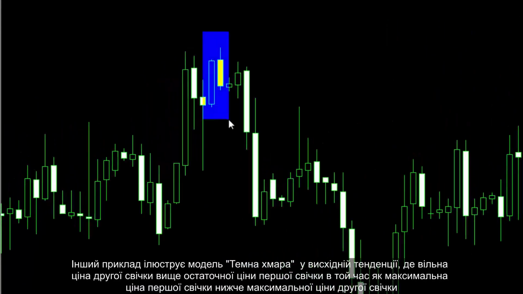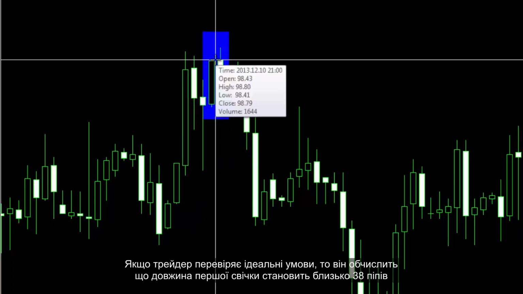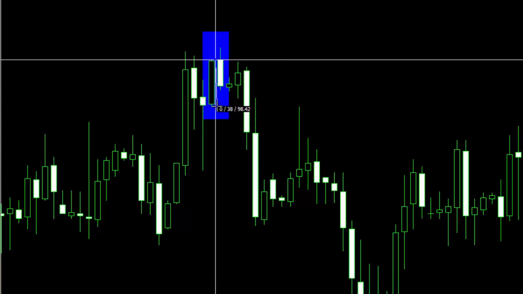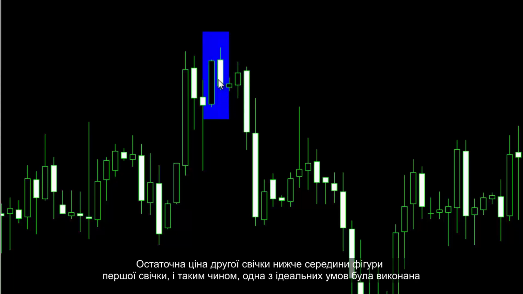Another example illustrates a dark cloud pattern in an uptrend, in which the open price of the second candle is higher than the close price of the first candle, while the high price of the first candle is lower than the high price of the second candle. If a trader checks the ideal conditions, he or she will figure out that the length of the first candle is around 38 pips. The second candle close price is lower than the middle of the first candle body. Thus, one of the ideal conditions is fulfilled.